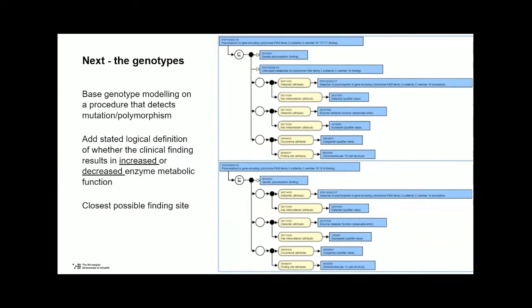And then we established that the different genotypes had an interprets relation to enzyme metabolic function that was either increased or decreased for the has interpretation attribute in that pair. Finally, we added the occurrence and the closest finding site we could get. So this is how they look. One is for an ultra rapid, one is for a poor metabolizer phenotype, as far as we know today.